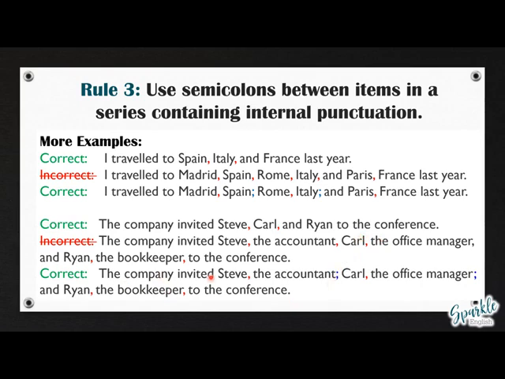The company invited Steve, the accountant; this semicolon makes it clear that Steve is the name of the accountant that's being invited. He is the accountant. This is one person. Carl, the office manager; again, that makes it clear that Carl is the office manager. And Ryan, the bookkeeper, to the conference.